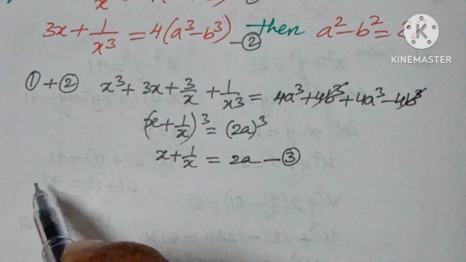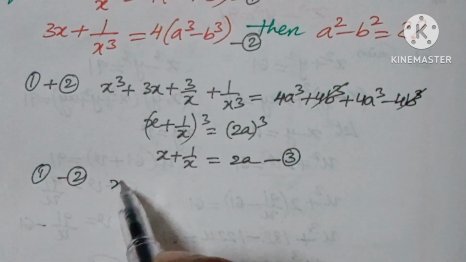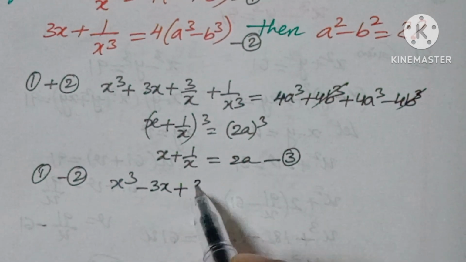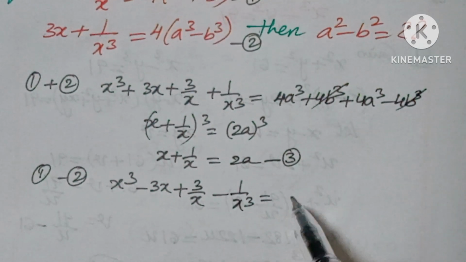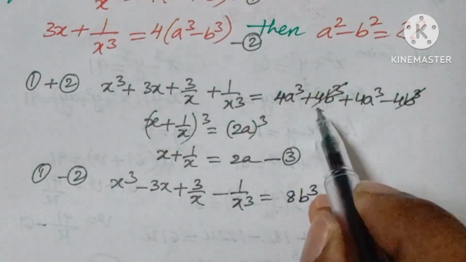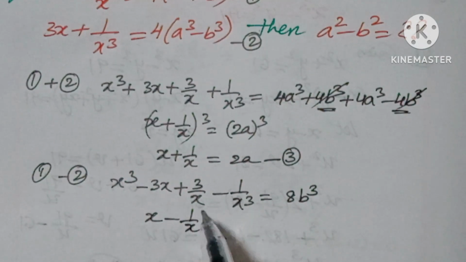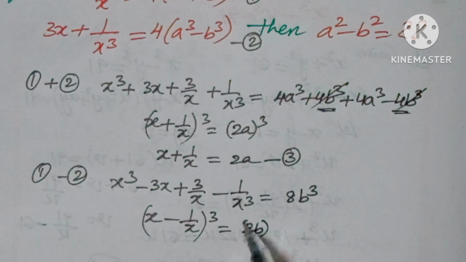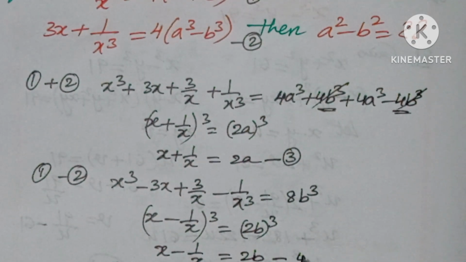Now if you subtract 1 minus 2, x cube minus 3x plus 3 by x minus 1 by x cube is equal to, here you'll get 8b cube. A square will get cancelled. X minus 1 by x whole cube is equal to 2b whole cube. So from this you can write x minus 1 by x is equal to 2b. Let it be 4.